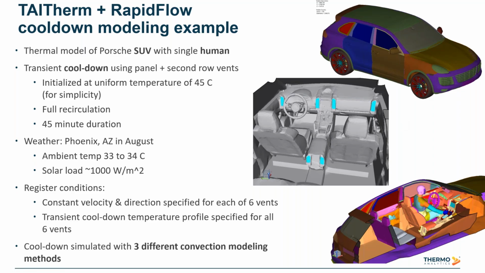And in this case, we're going to compare that same cool down using the same TAITherm model with 3 different convection modeling methods. And for all of them, we're going to be specifying the same flow boundary conditions from the vents into the cabin. So for all these methods, we're taking the simpler approach of just modeling the flow from the vents into the cabin and not trying to model the full detailed flow within the HVAC system and considering the registered geometry. That would be an option for our more advanced 3D methods, but for this study, we're just looking at the simpler approach that'll keep things a little bit faster.